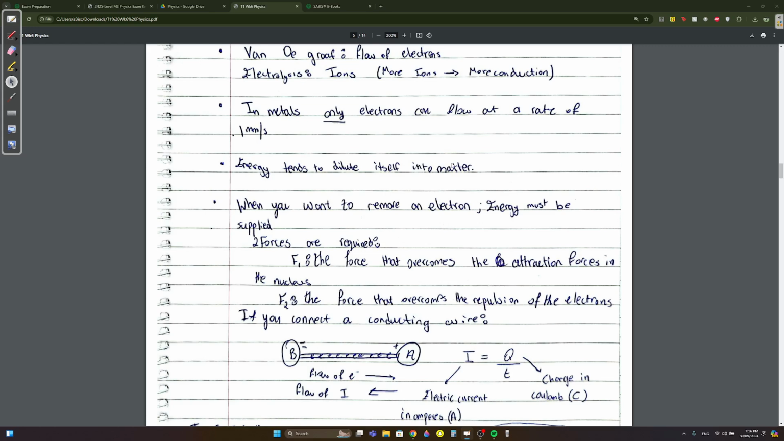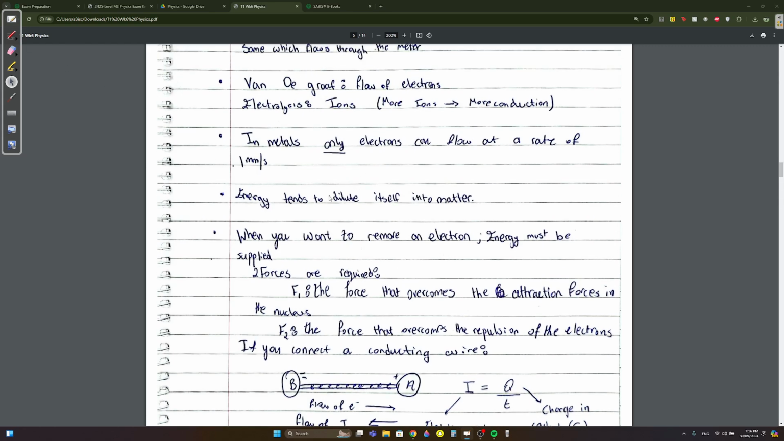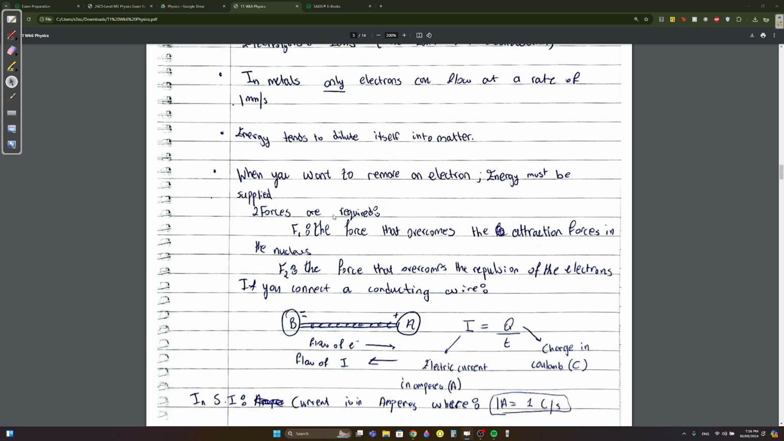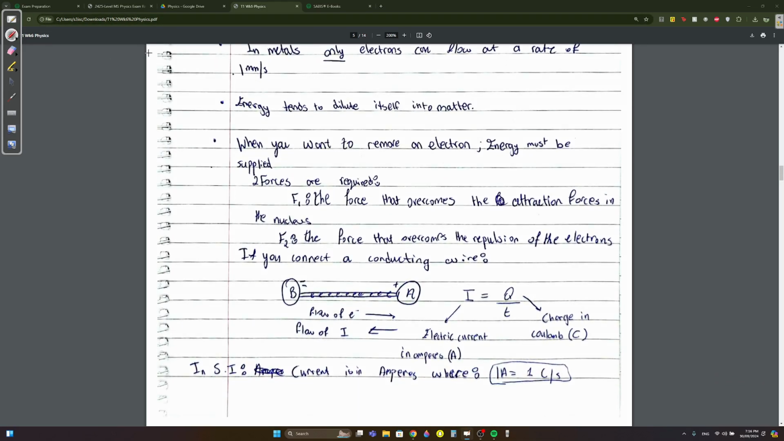Energy tends to dilute itself into matter. What do I mean? It means it goes from hot to cold, from more energy to less energy. It's always the rich donating to the poor, right? When you want to remove an electron, you must supply energy, right? This is normal.